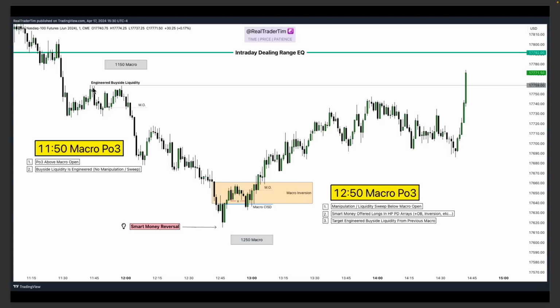So again, we can see that they left those engineered equal highs above macro open, then we displace lower. And look at what time we stop displacing to the downside, right before the 1250 macro. Okay. So in regards to the 1250 macro, we see some of the macro signatures come to fruition beautifully. Okay, we see that bounce. We see a change in the state of delivery where we start to see support off this order block.